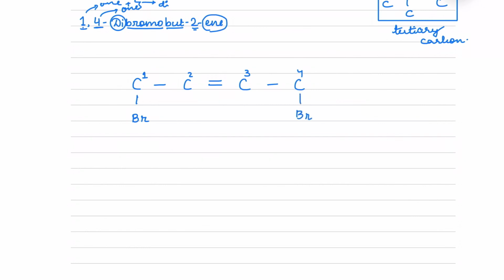We have to complete the tetravalency. Here CH2, here CH, here CH, here CH2. So our compound becomes Br CH2, single bond CH, double bond CH, single bond CH2, Br.